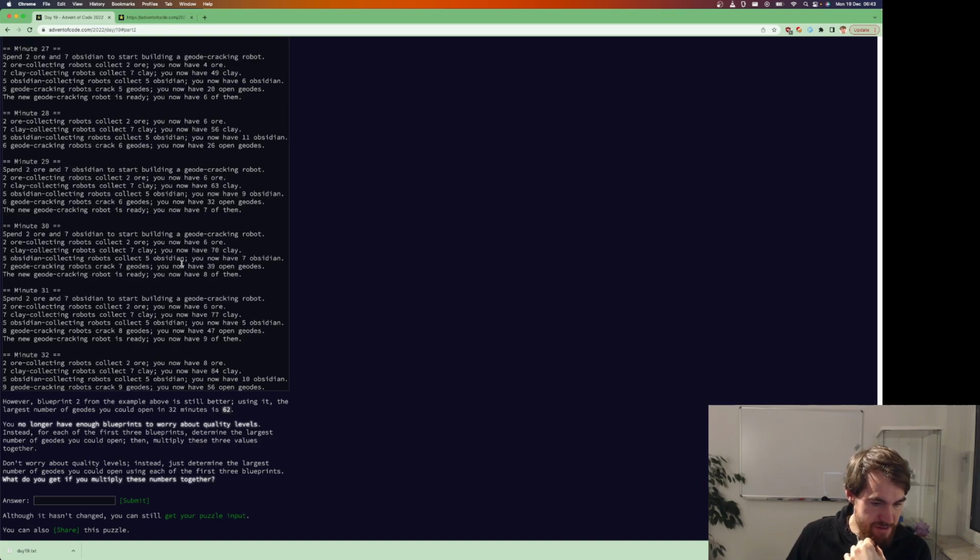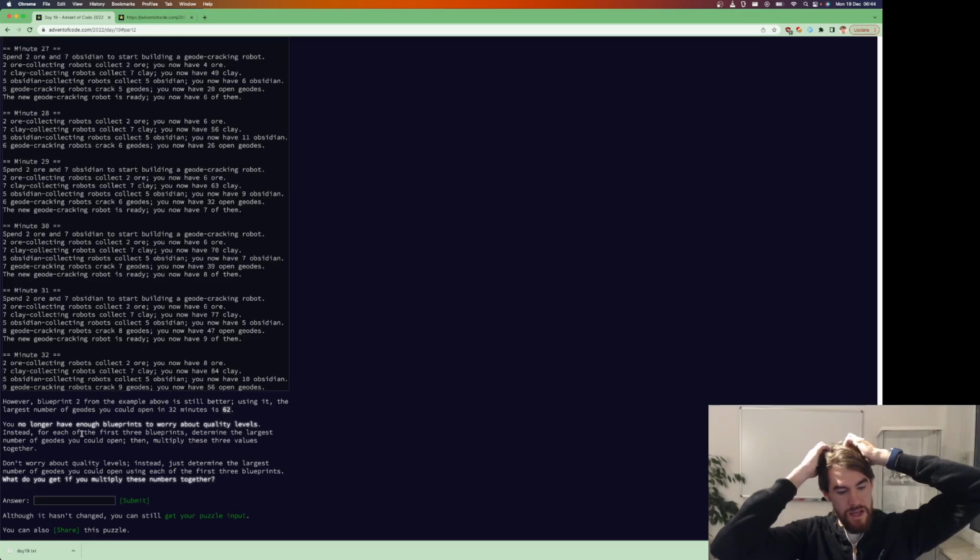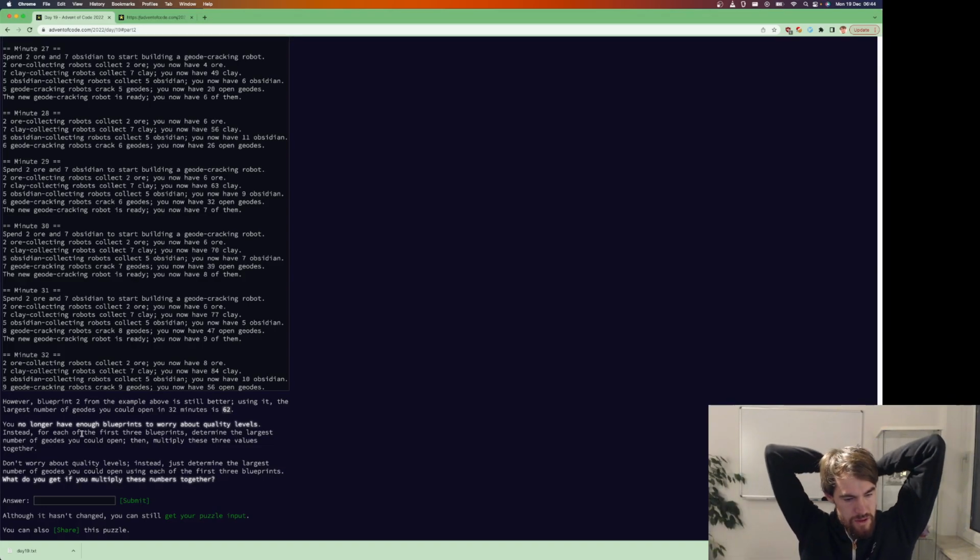You no longer have enough blueprints to worry about the quality levels. For each of the first 3 blueprints, determine the largest number of geodes you could open, then multiply these 3 values together. For each of the 3 blueprints, determine the largest number of geodes. Just determine the largest number of geodes you could open using each of the first 3 blueprints.